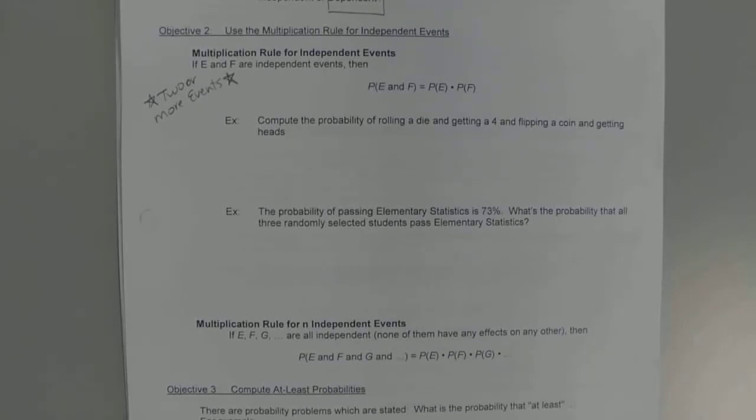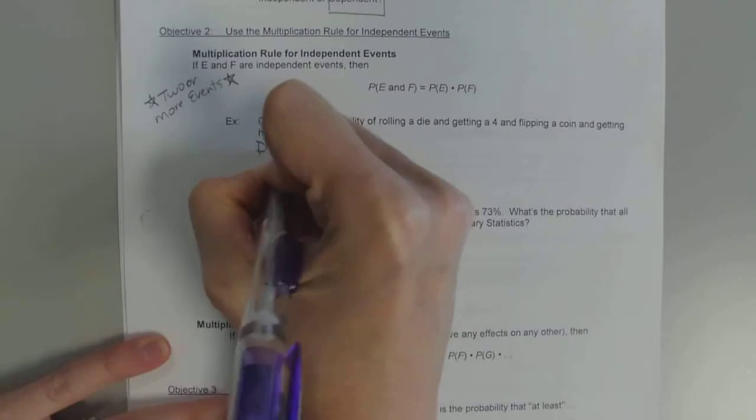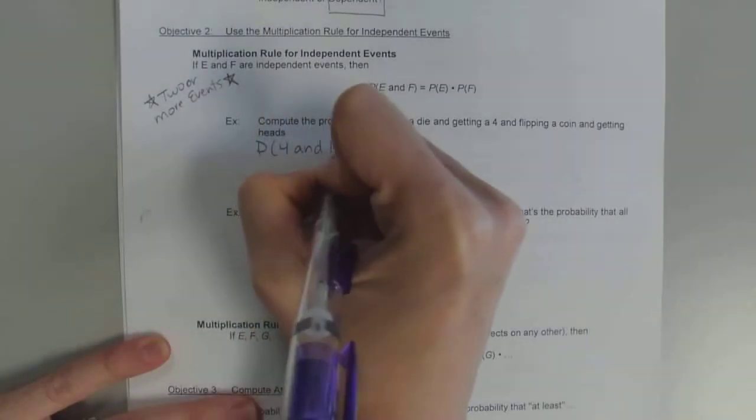All right, so let's compute some probabilities here. Compute the probability of rolling a die and getting a 4, and then flipping a coin and getting heads. Do you agree that they have nothing to do with each other, not going to affect the probability, so it's just this rule we can use, okay? So the probability of getting a 4 and then getting heads.